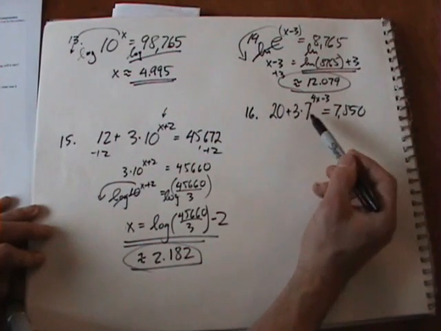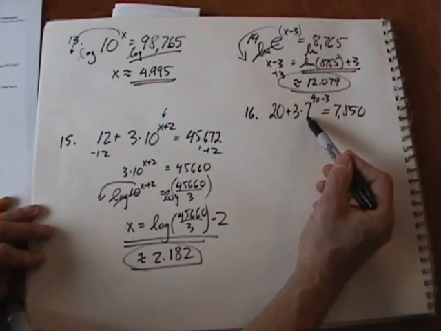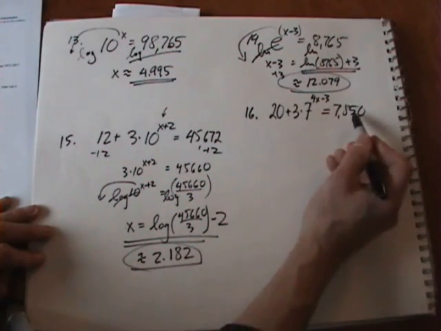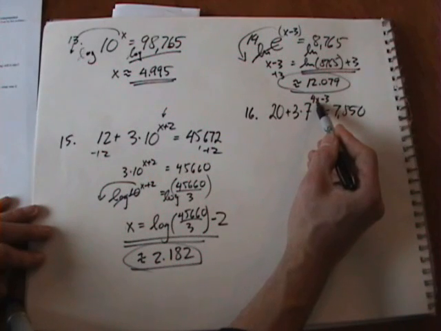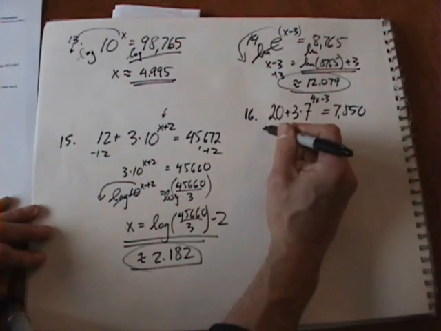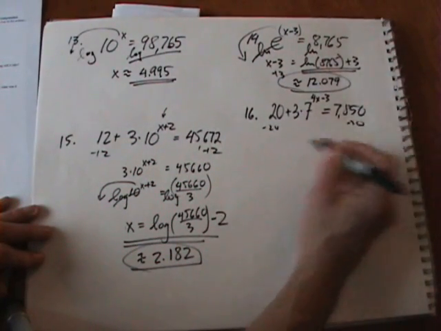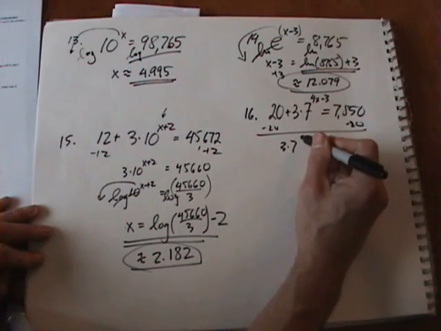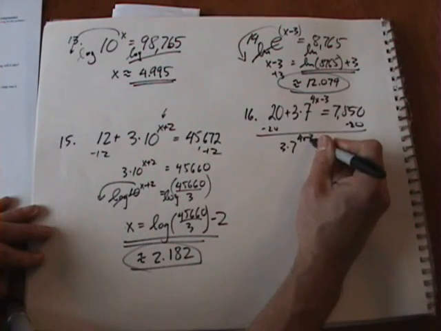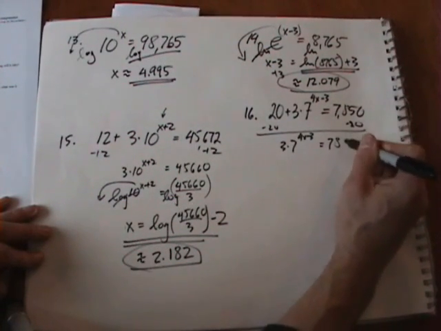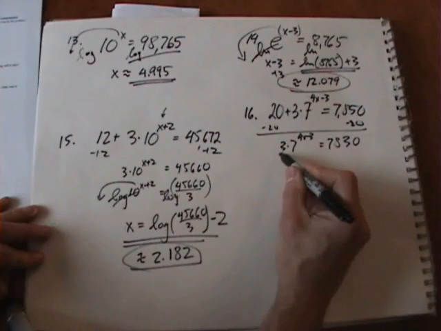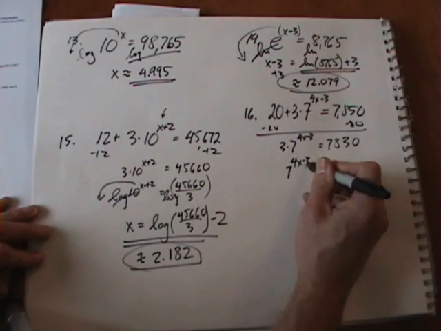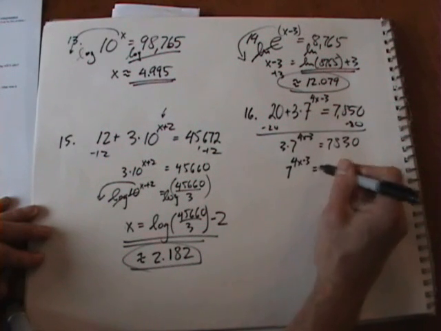Finally, same thing. It's made harder by the fact that this is not a handy base. 7 is not on our calculator. So I, again, peel away the layers. That is the innermost, and this is the outermost. So I take away 20. And when I do that, I get 3 times 7 to the 4x minus 3 equals 7830. And then again, I divide by 3.